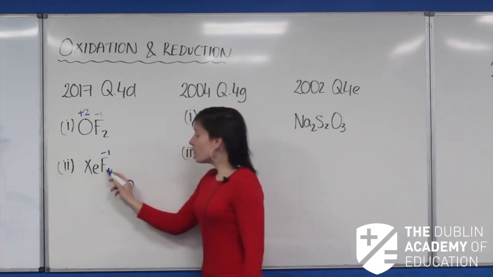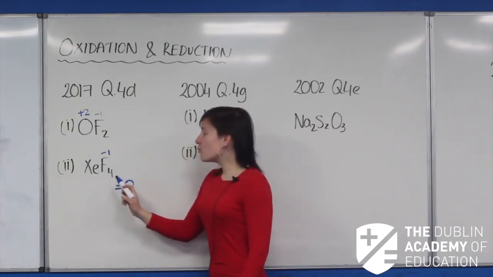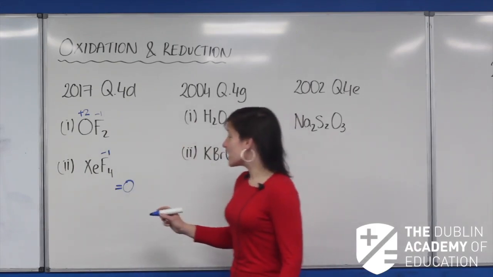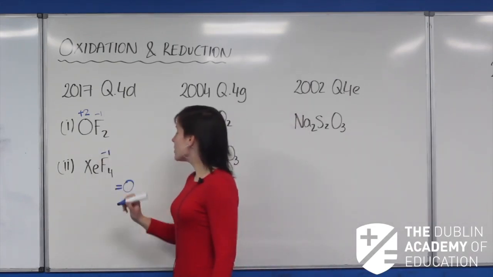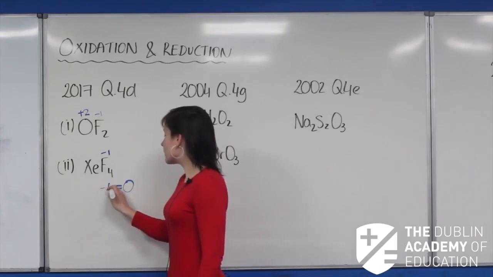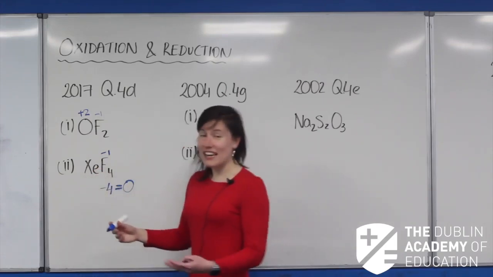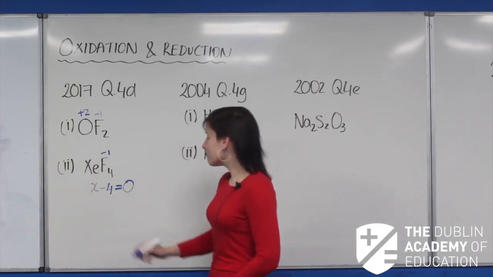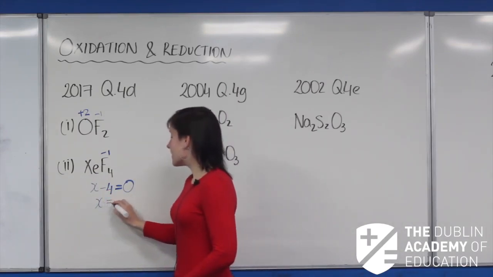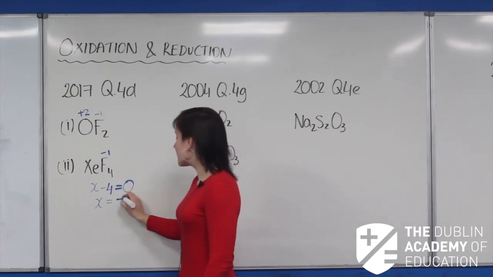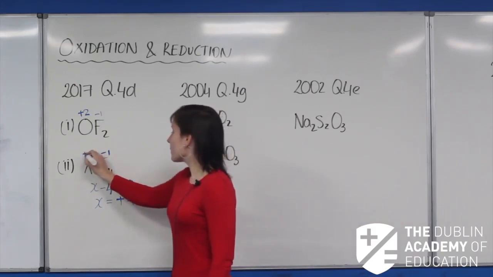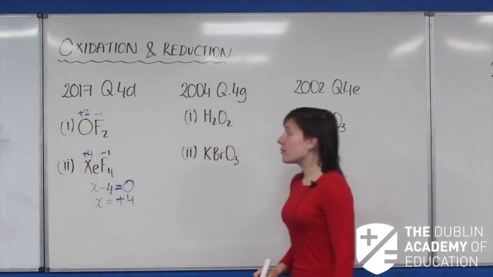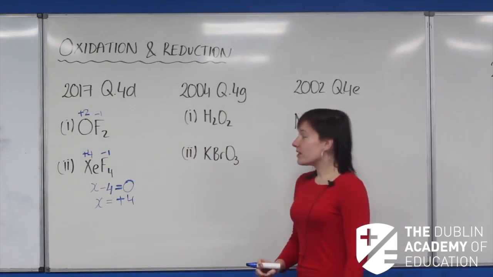Now we've got fluorine, which is -1, and there are 4 fluorine atoms in this particular molecule. So that's -1 times 4, which is going to be -4. And then I'm just going to call xenon X for the moment, because we don't know what it is. It's the unknown, okay? So of course that means that to add up to 0, xenon has to be +4. Okay, so just write that in over it there. So our answer there for number 2 for this particular question is +4 for xenon.